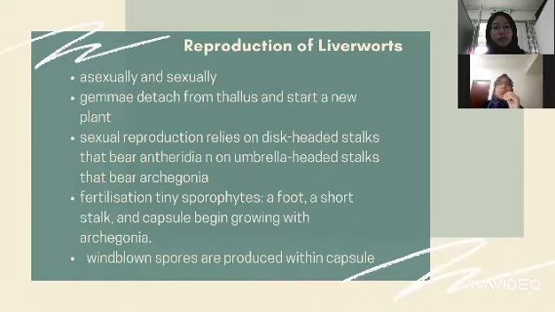After fertilization, tiny sporophytes composed of a foot, a short stalk, and a capsule begin growing within the archegonia. Wind-blown spores are produced within the capsule.